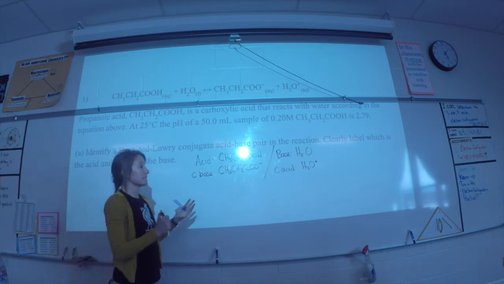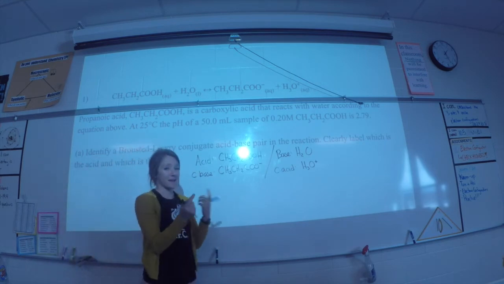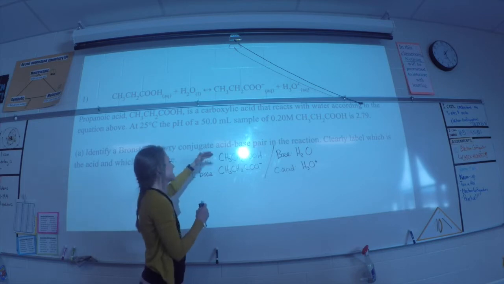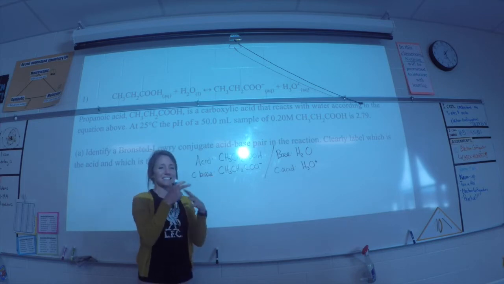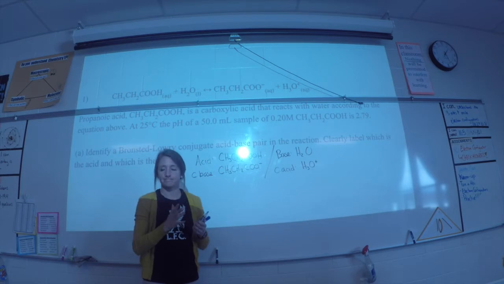Now some people listed both, but they didn't label the pairs, and that's a key thing of recognizing, hey, this is the acid, this is its conjugate base. So you have to signify the relationship between the two.